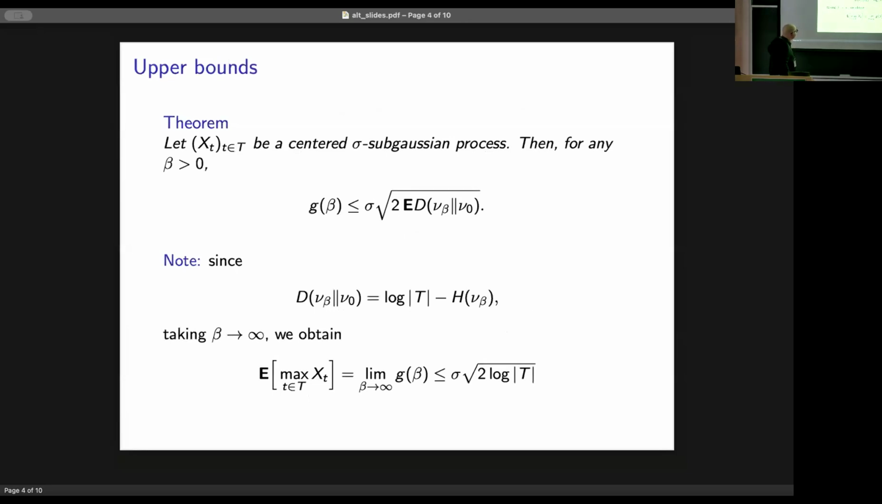Here's the upper bound. The upper bound can be extended easily to sub-Gaussian processes. So if X_T is a sigma sub-Gaussian process, then for any beta, we have this upper bound. In fact, here we can identify the constant, that's square root of 2. And because this relative entropy is actually the difference of two Shannon entropies, log T is the Shannon entropy of the uniform distribution, and whatever Shannon entropy you get for the Gibbs measure, when you take beta to infinity, the zero temperature limit, you actually recover the upper bound with the correct constant.